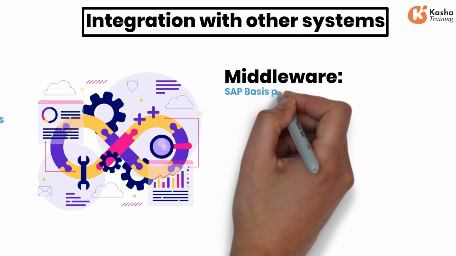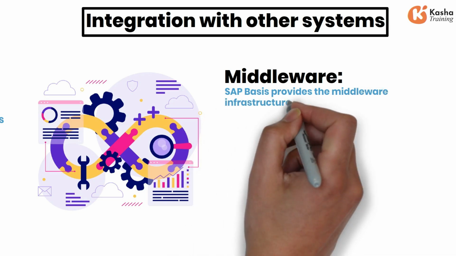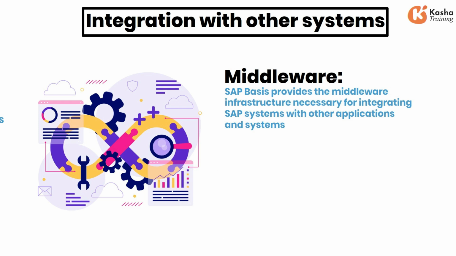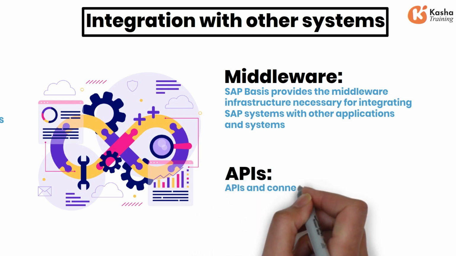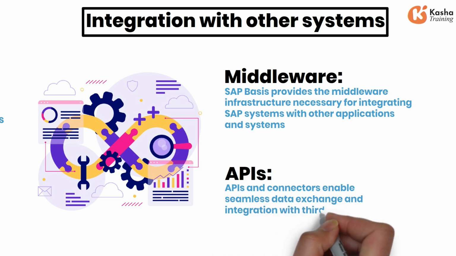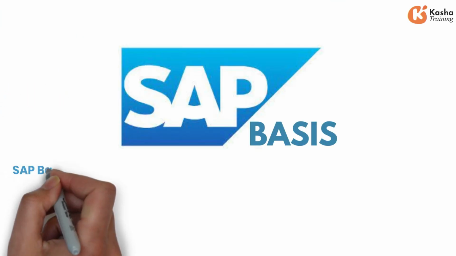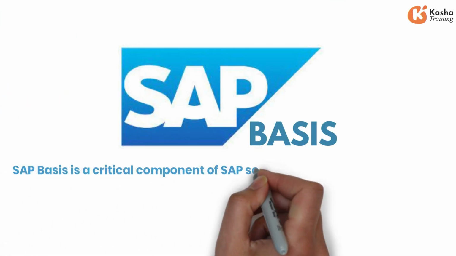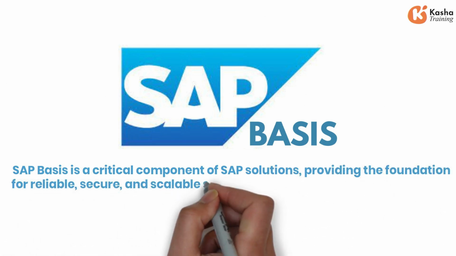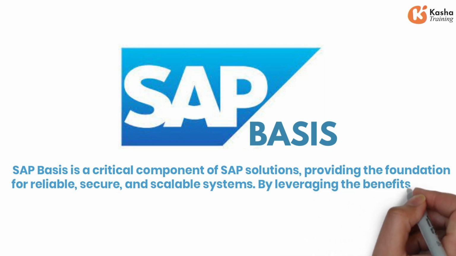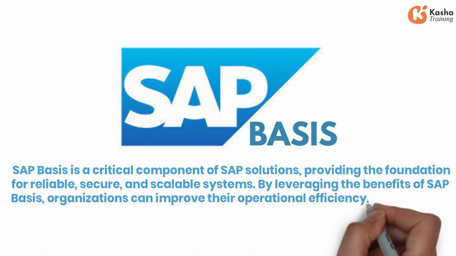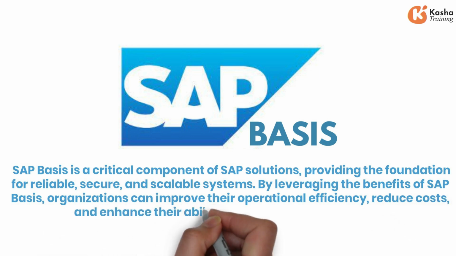Middleware. SAP Basis provides the middleware infrastructure necessary for integrating SAP systems with other applications and systems. APIs. APIs and connectors enable seamless data exchange and integration with third-party systems. Overall, SAP Basis is a critical component of SAP solutions, providing the foundation for reliable, secure, and scalable systems. By leveraging the benefits of SAP Basis, organizations can improve their operational efficiency, reduce costs, and enhance their ability to meet business objectives.